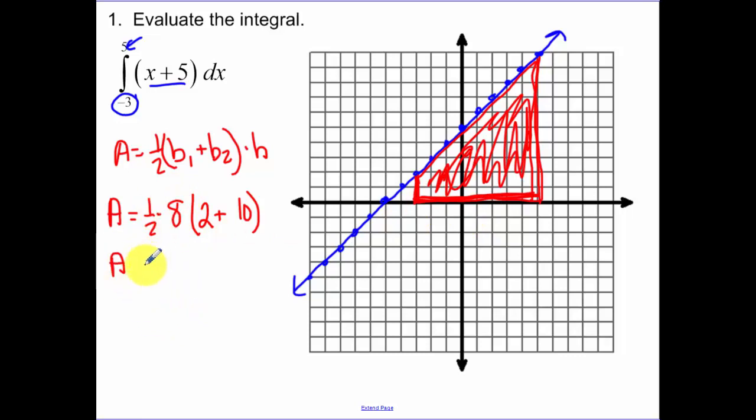So now finding that area ends up being 48. So for right now, we're just looking at this like a geometric figure. Eventually, I'm going to give you guys a formula to help you find the area under the curve. But for right now, let's just look at them as geometric areas.